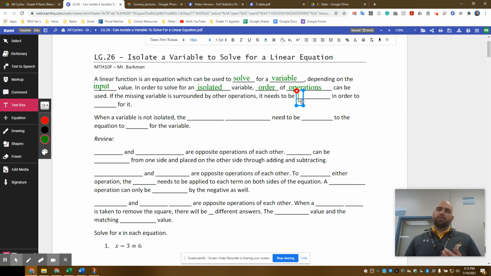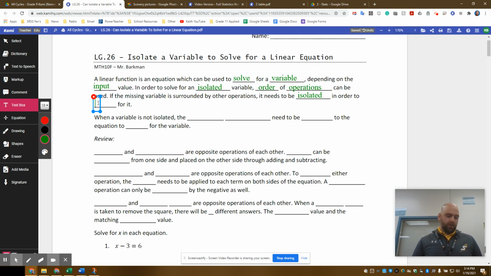Now, if the missing variable is surrounded by other operations, therefore we're trying to find x, then it needs to be isolated in order to solve for it. So again, if we are given our x value, we can plug it into the equation and solve. It's just a regular operation, and we're finding what the answer is. If we're given our y, or our output, and we want to try to find that input, then we've got to work our way backwards, and we've got to isolate that variable in order to solve for it.